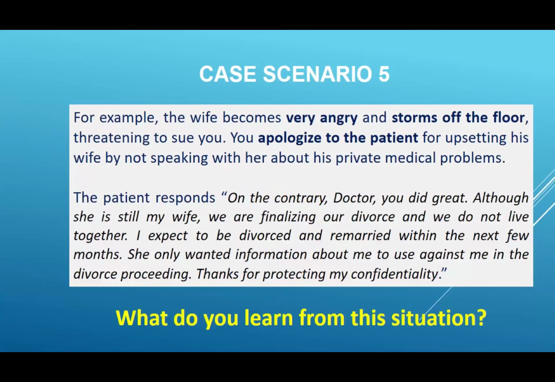In this case, the wife becomes very angry and storms off the floor, threatening to sue you. You apologize to the patient for upsetting his wife by not speaking with her about his private medical problems. Here's the surprise: the response of the patient.